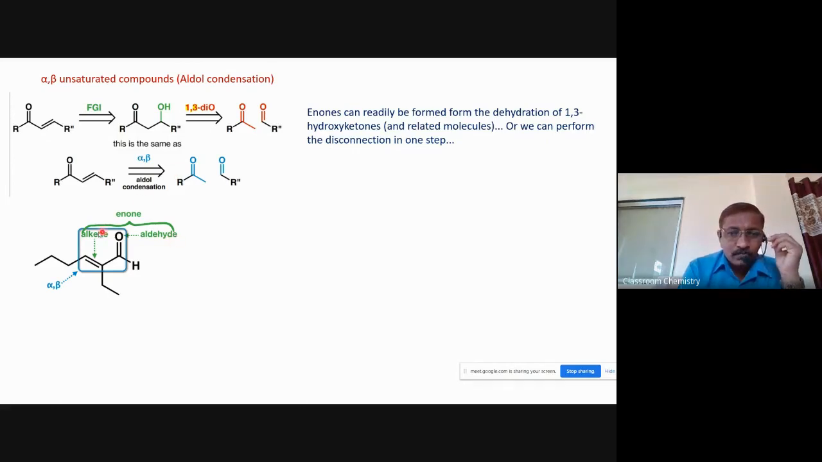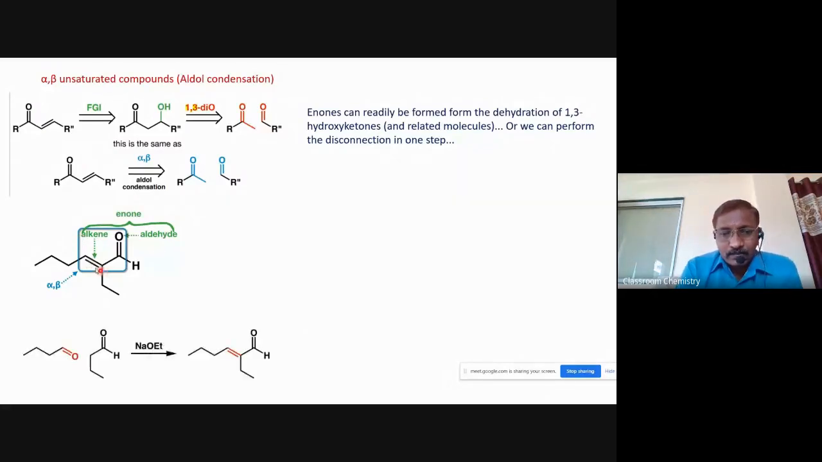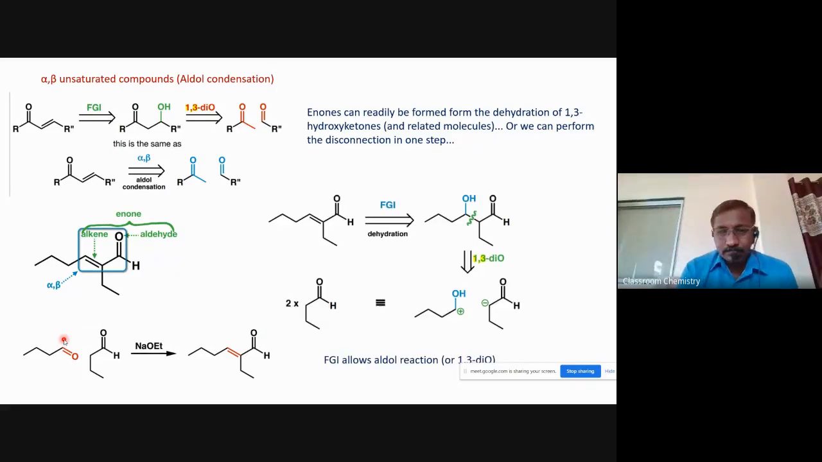This is an aldehyde group, this is an alkene group, so it is called an enone, an alpha beta unsaturated aldehyde. Again, it is a very simple reaction. It is obtained by using base, and it is butanal. Self condensation is there, right?